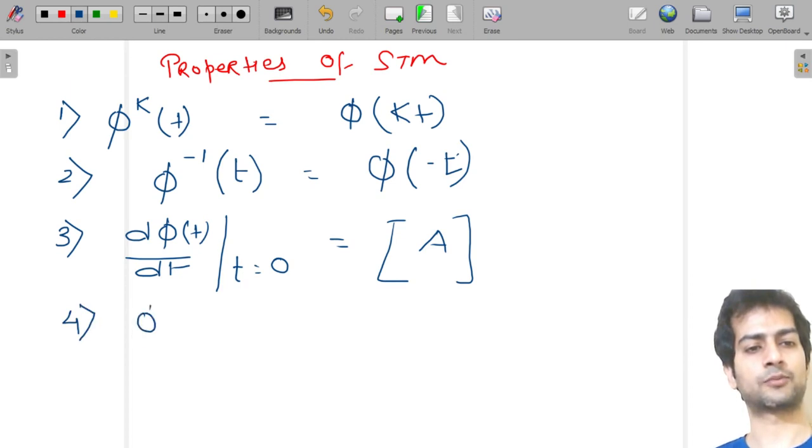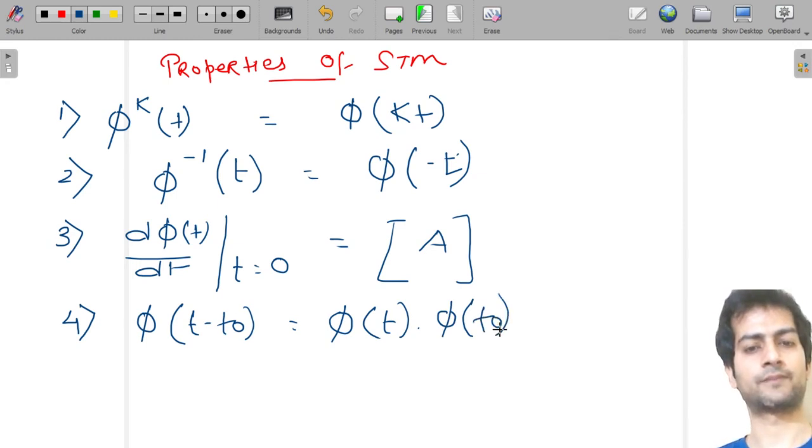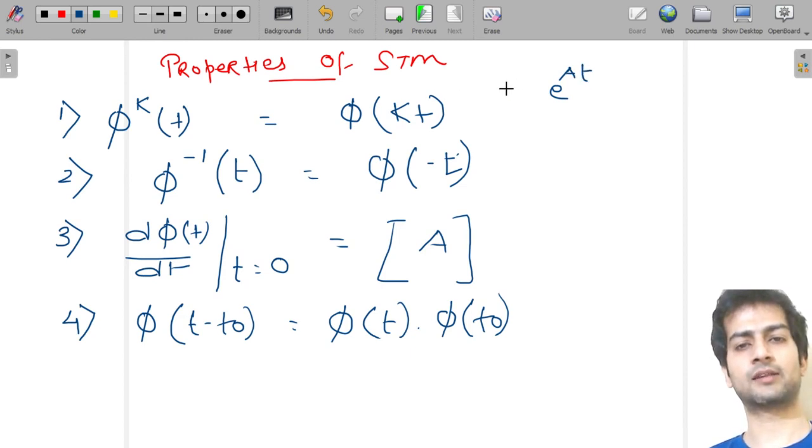Then coming to the fourth property, phi of (t minus t naught) is equal to the product of phi(t) and phi(t naught). Now see, we are taking this in terms of phi(t). We can also take the same thing in terms of e to the power At. We will get the same result.